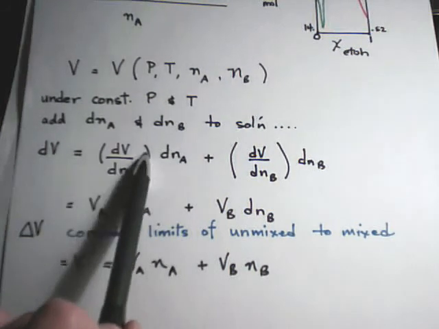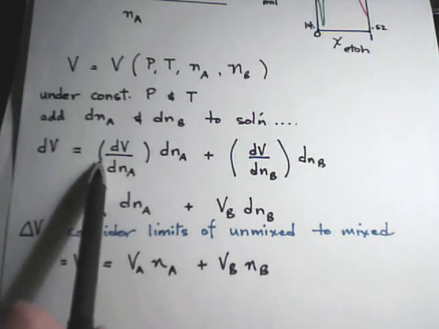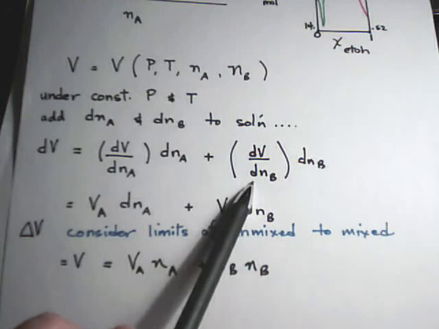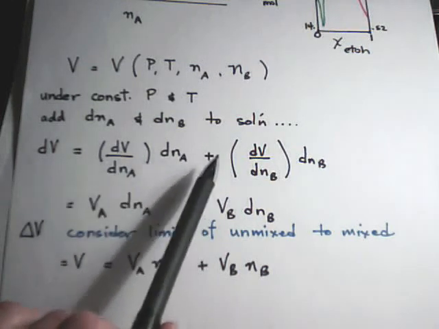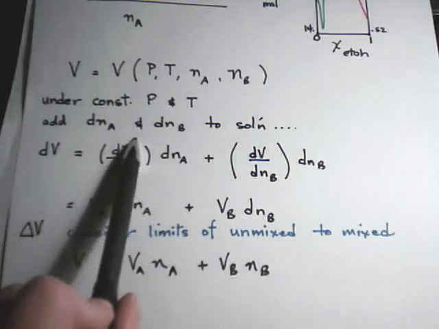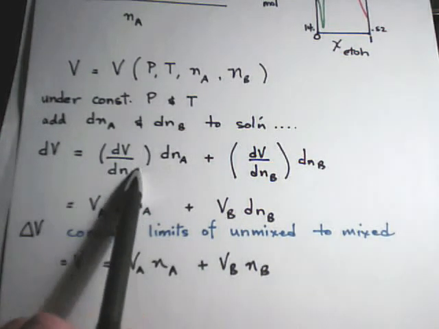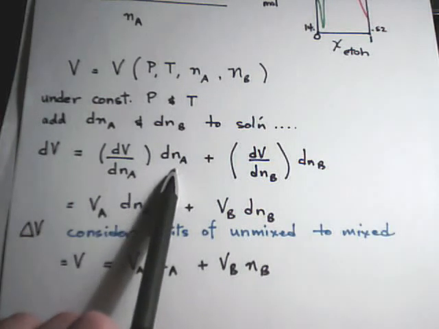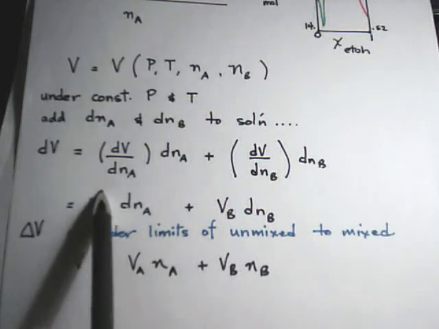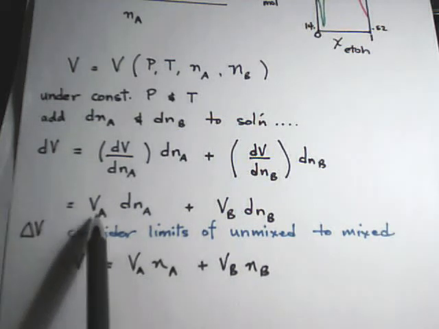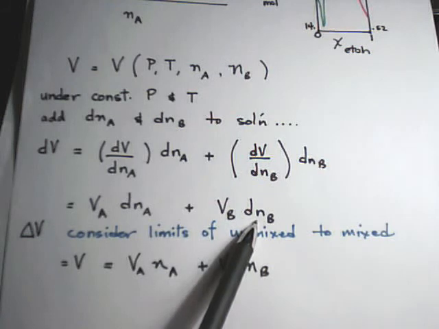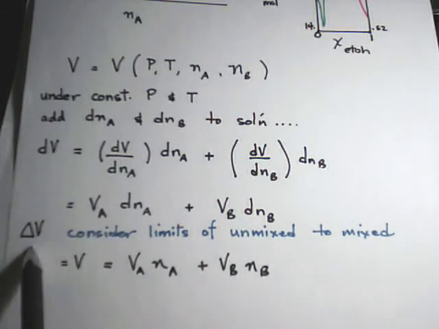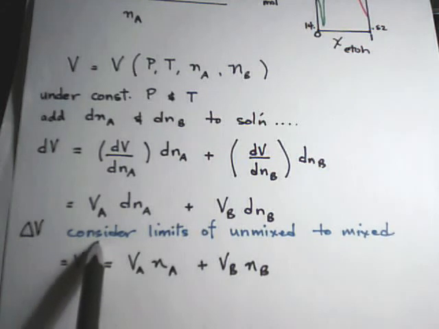And so the total volume is going to change when I add a little bit of A according to the rate of change, which is the partial molar volume of A, and same for B. And see how my units will cancel, and I'm actually adding volume to volume and equaling volume. I've just defined earlier that the change in the total volume with the addition of nA, keeping nB constant, is my partial molar volume of A. So the total volume change is PMV of A times dNA plus the PMV of B times dNB. And if I integrate both of these, I get the total delta V, and if I consider what my limits are, I would go unmixed to mixed.